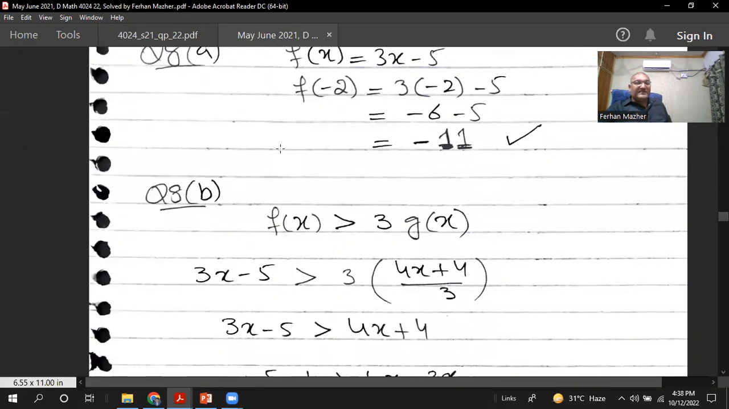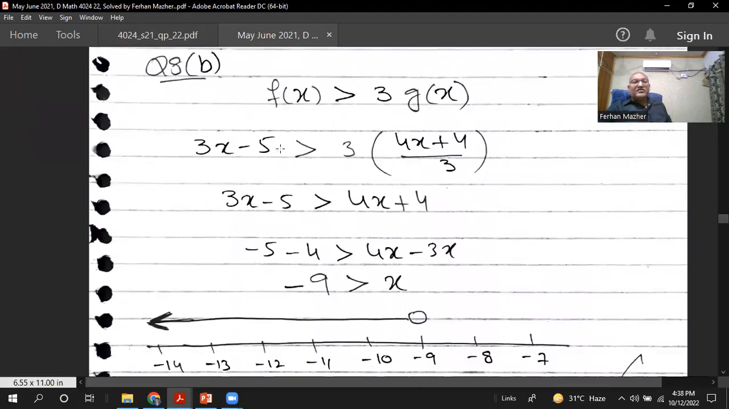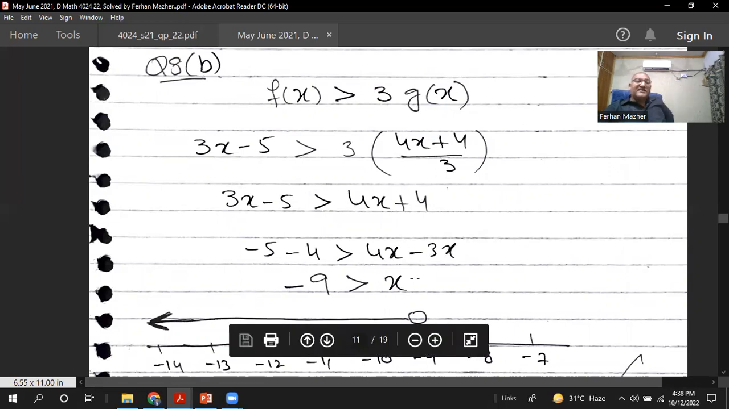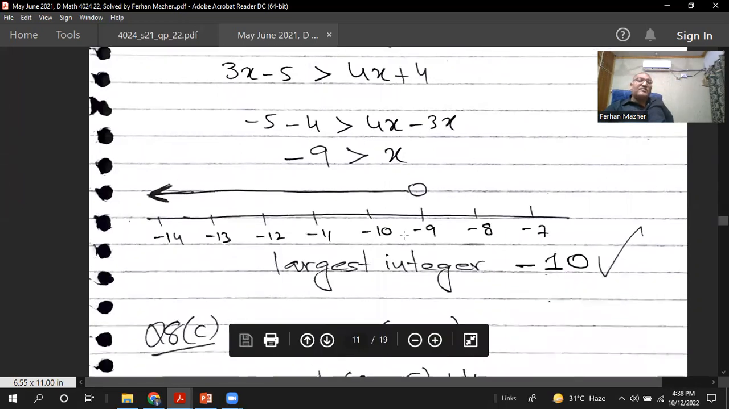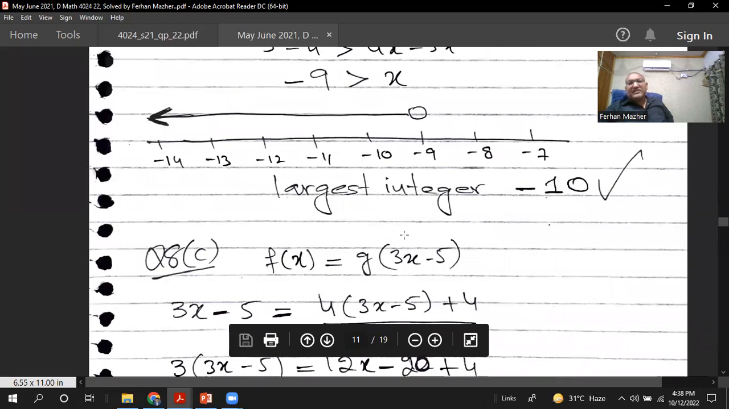Okay, this is an inequality. So we will solve it. So 3x minus 5 is greater than 3 bracket (4x plus 4) divided by 3. So it will be 3x minus 5, 3 cancel, 4x plus 4. So it will be minus 5 minus 4 greater than 4x minus 3x. So minus 9 is greater than x. So it means that x is smaller than minus 9.